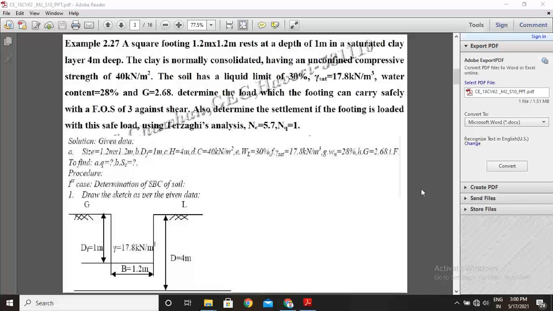Okay, now follow the procedure. First case, here this problem is 2 case. Okay, first you finish first case, determination of safe bearing capacity of soil. So in this step, first step, draw the sketch as per the given data. So now this is the diagram, this is the ground level, depth DF 1 meter and width 1.2 meter, and unit weight of soil is 17.8 kilonewton per meter cube, and at a great depth H is 4 meters.